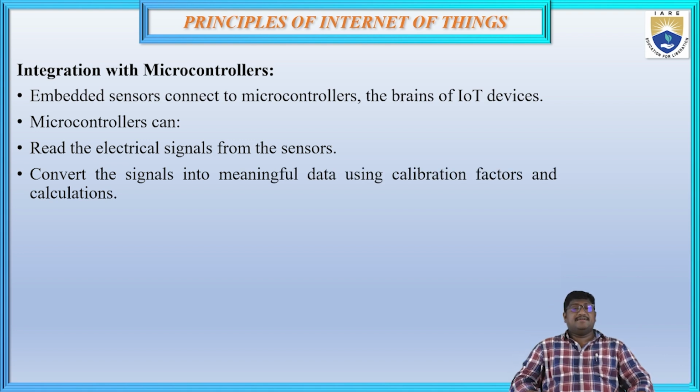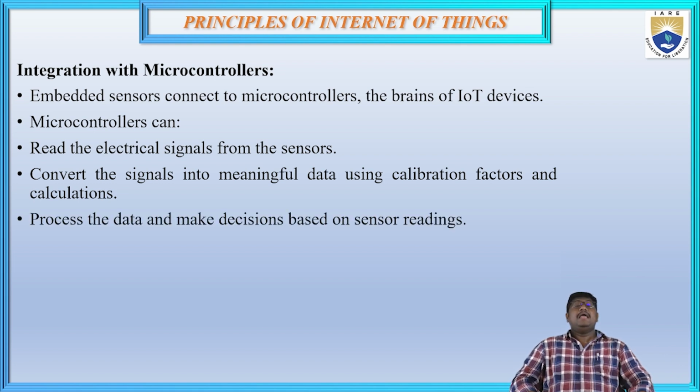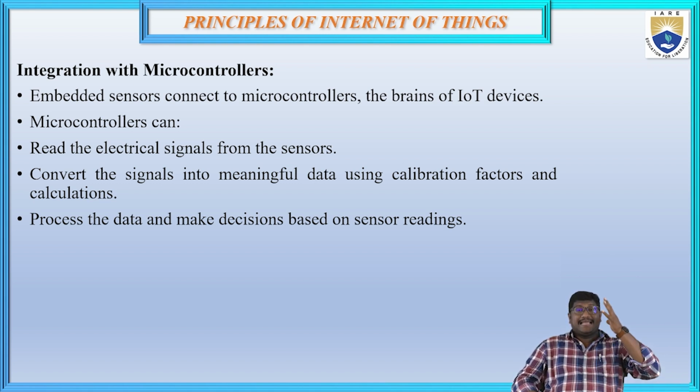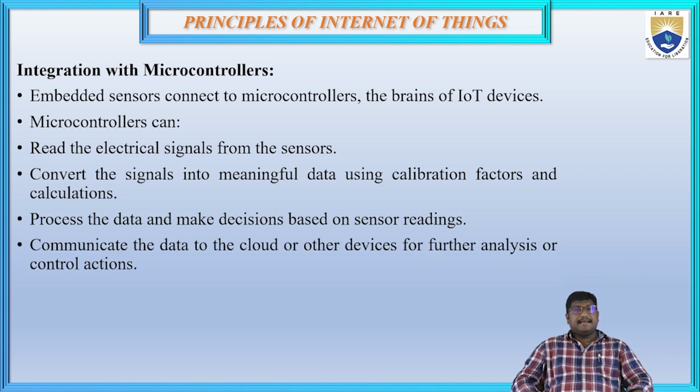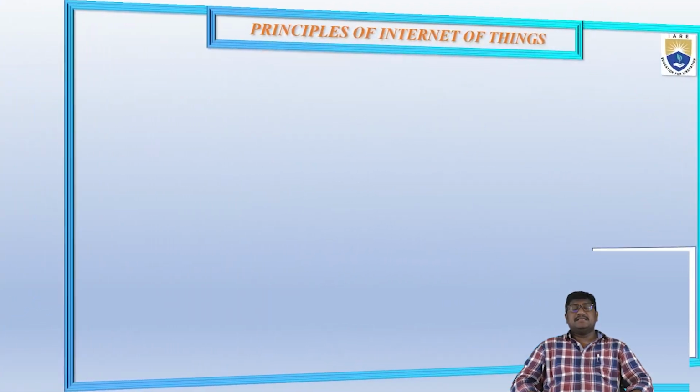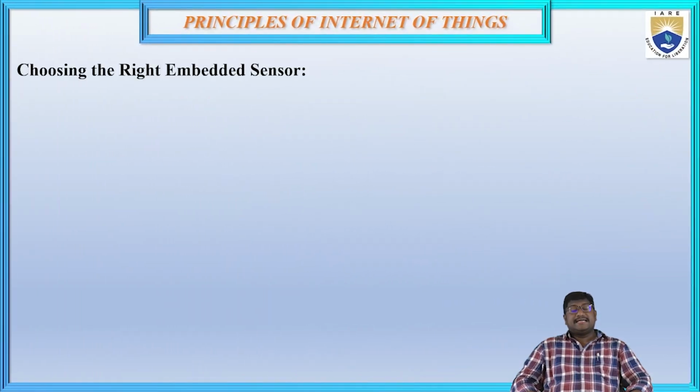The brain of the IoT devices is the microcontroller, which can read the electrical signals from sensors, where we convert the signals into meaningful data with calibration factors and calibration. There are also n number of calculations which will be known to you. We also process the data to make good decisions based on the sensor readings, and communicate the data to the cloud and other devices for future analysis and control purposes. This is how we integrate the embedded sensor with the microcontroller.